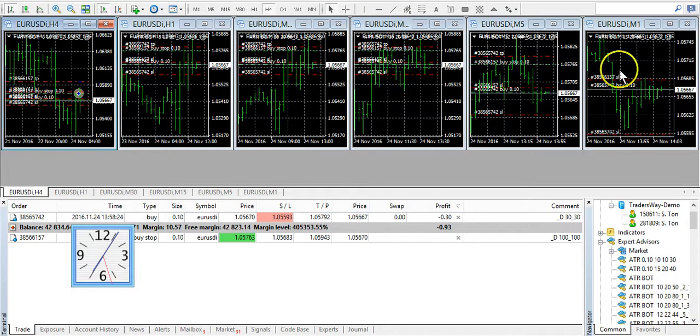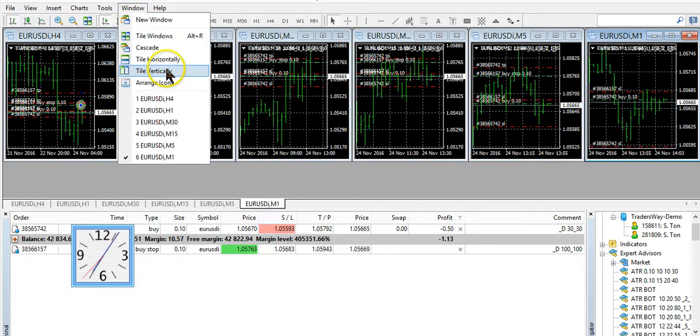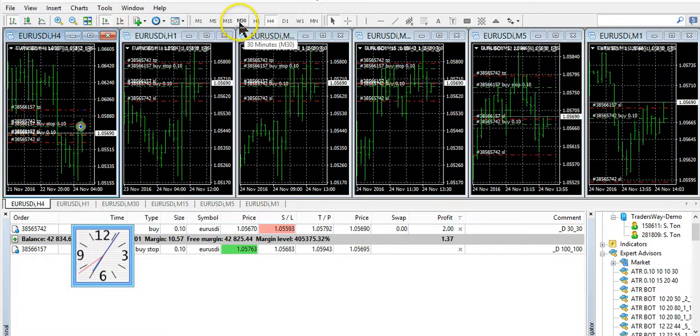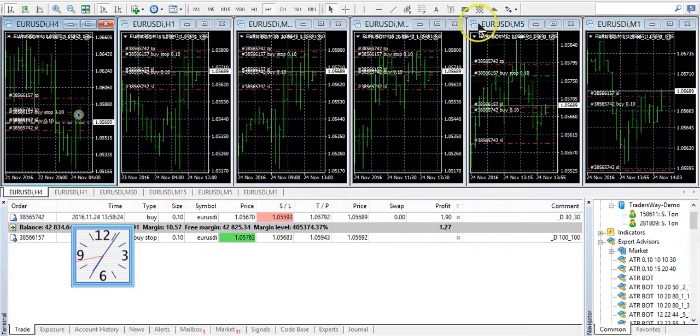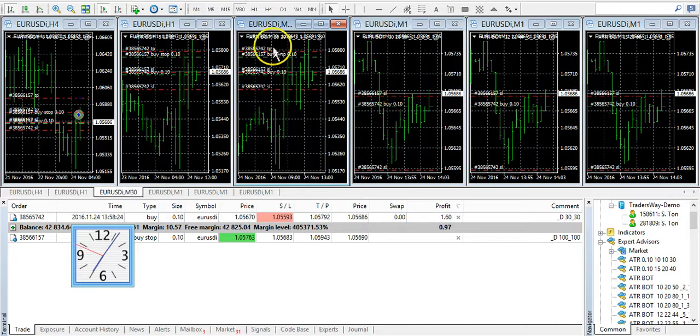So here it would be... got to rearrange these windows. Okay, here we go. So big breakout to the upside. Will the robot take it? Now I could switch these to the 1 minute and force it to get in as another idea.